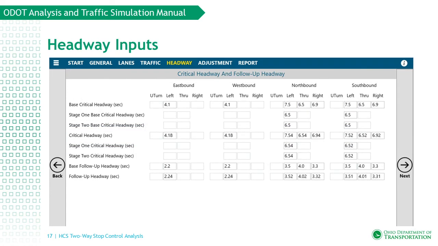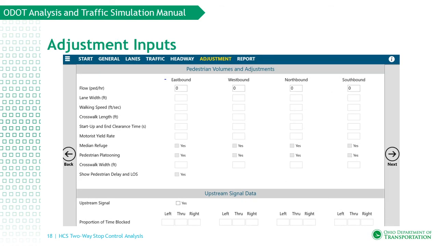As discussed in the OATS manual, HCS default values for all headway inputs should be used. Refer to Section 6.5.2.2 for information regarding headway inputs. The Adjustments tab allows the analyst to input pedestrian information. For most ODOT projects, these inputs will be left blank unless there are a high number of pedestrians at the intersection.